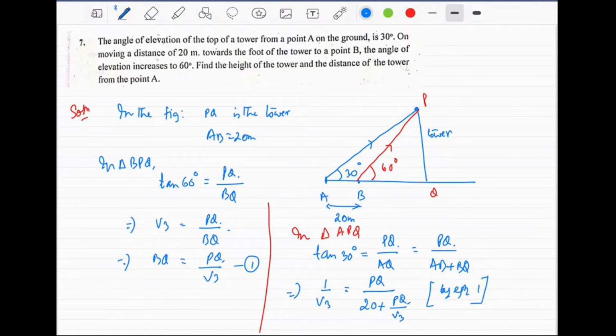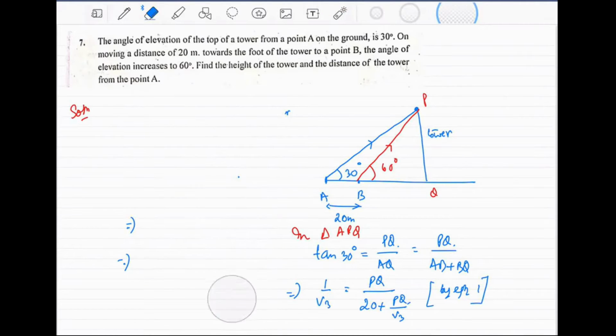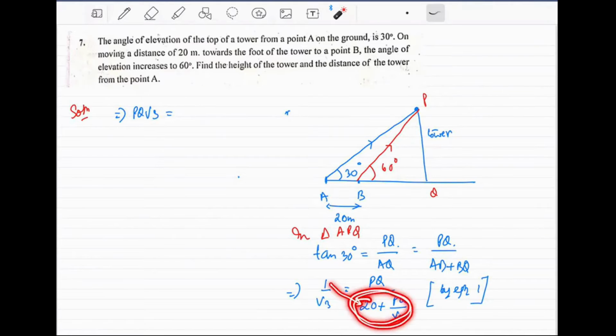Okay, you copy up to here. There's no more space. We will continue after erasing this whole portion. Okay, copy up to here first. Okay, let's continue further. Yeah, you can do a cross multiplication from here, right? Cross multiply this and this. PQ and root 3. So we will have here PQ root 3. What about the right hand side? You have to multiply 1 and this value down there. So we will get this value actually. So we will have 20 plus PQ by root 3.